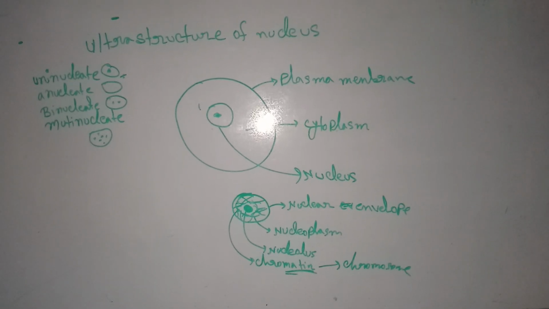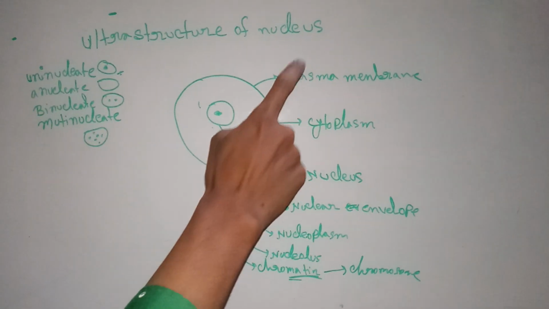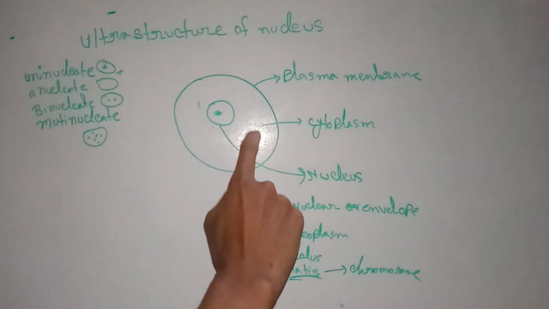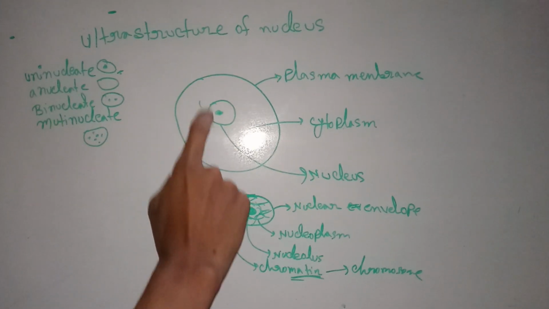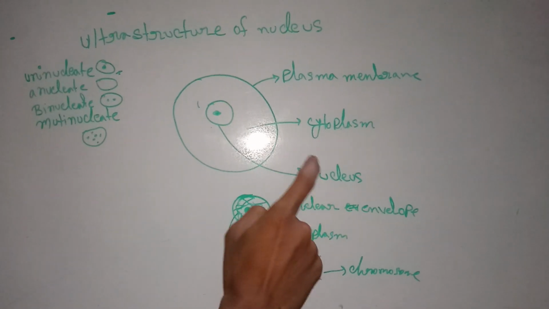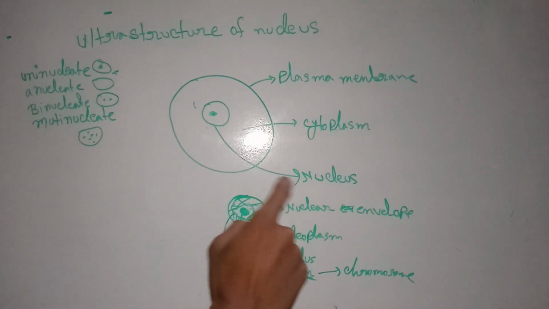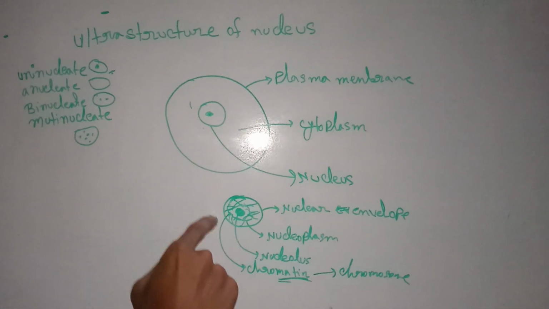First of all, in a particular cell, we can see the plasma membrane is present, then the cytoplasm, and then the nucleus. The nucleus is present in the core of the cell, and we can observe this nucleus in very detail here.